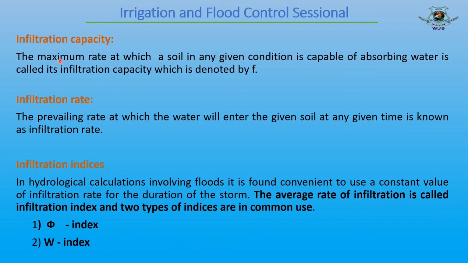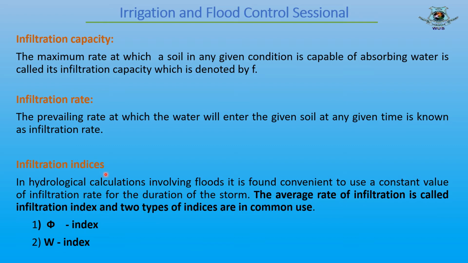Infiltration capacity. The maximum rate at which a soil in a given condition is capable of absorbing water is called its infiltration capacity, which is denoted by F. In another way, we can say the maximum rate at which water can enter the soil is called infiltration capacity. Infiltration rate. The prevailing rate at which water enters the given soil at any given time is known as the infiltration rate. In other words, it is the effective rate at which water is entering the soil in a given time.